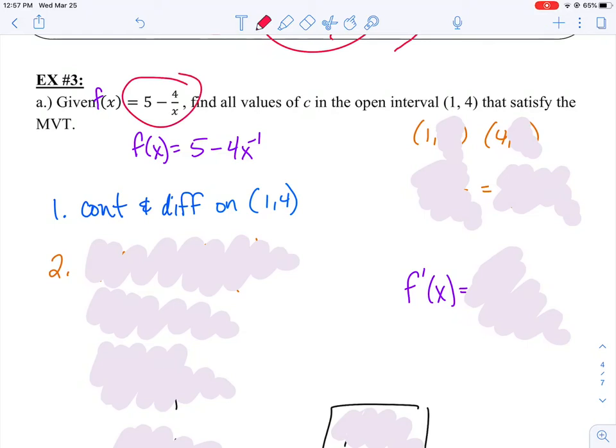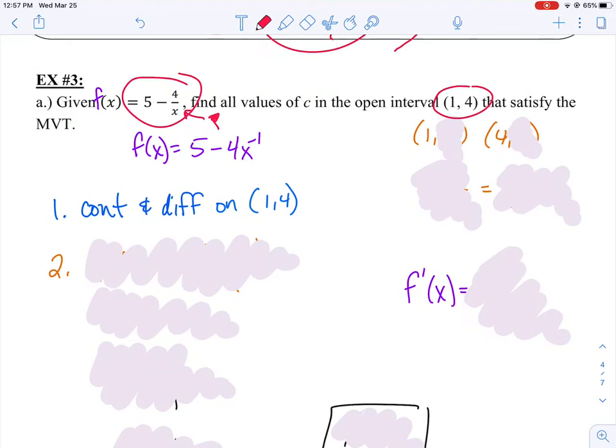The first thing that I need for mean value theorem is that my function has to be continuous and differentiable. When I look at this function really carefully, I noticed a red flag here, right? I have a denominator that's going to cause my function to be undefined if that denominator is ever equal to 0. And so it looks like here I have a vertical asymptote at x equals 0, right? And so my function would not be continuous or differentiable at 0. But the problem says my interval is only focused from 1 to 4. So I don't necessarily have to worry about anything outside of that interval.